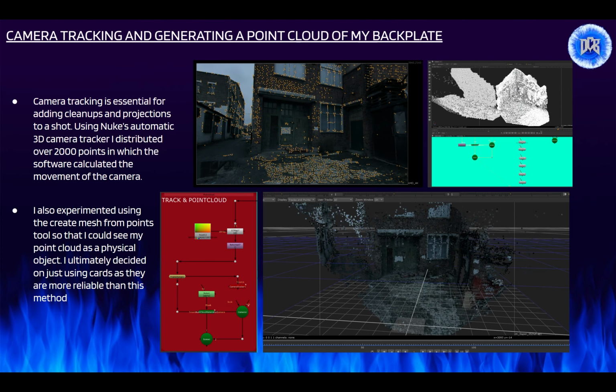Camera tracking is essential for adding cleanups and projections to a shot. Using Nuke's automatic 3D camera tracker, I distributed over 2,000 points in which the software calculated the movement of the camera. I also experimented using the Create Mesh from Points tool so that I could see my point cloud as a physical object. I ultimately decided on just using cards as they are more reliable than this method.